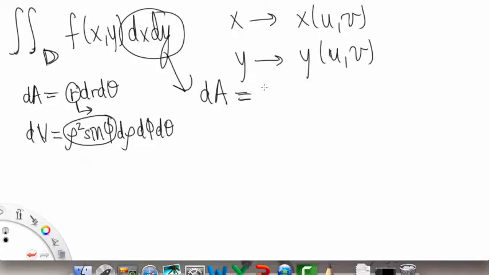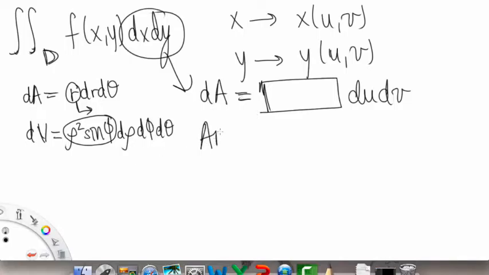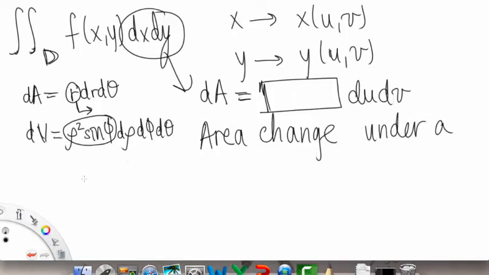So now we need to know what this factor in front is so that we can have our du and dv. There is going to be something here. It can't just be one. Well, in some particular cases it can be, but we need to find a general form for it. So to find this area change, the area change incurred when you map something, that's called area change under a mapping.